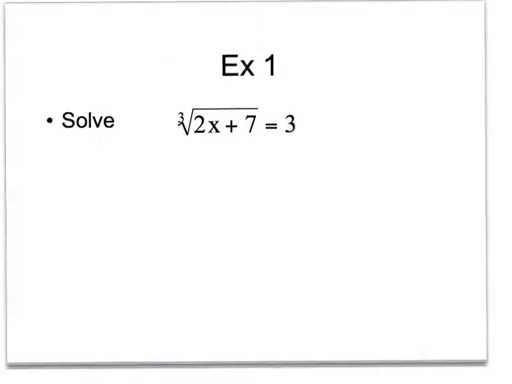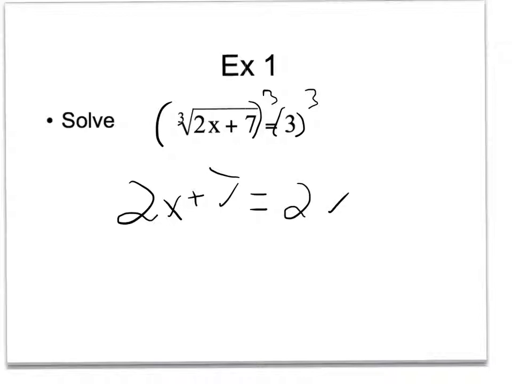Okay, so our first one is the cube root of 2x plus 7 equals 3. I'm going to, again, isolate the radical on one side of the equation, and that's already done. Now I'm going to raise each side of the equation to the same power. Since it's the cube root, I need to raise this one to the third and this to the third. So this will end up being 2x plus 7, because raising the cube root to the third will get rid of the cube root, equals 3 to the third is 27. 3 times 3 is 9 times 3 is 27. Okay, 2x equals 20, x equals 10, and there you solved that problem.